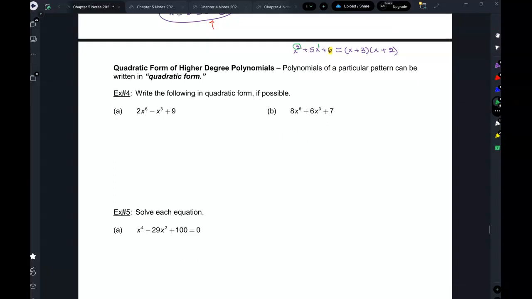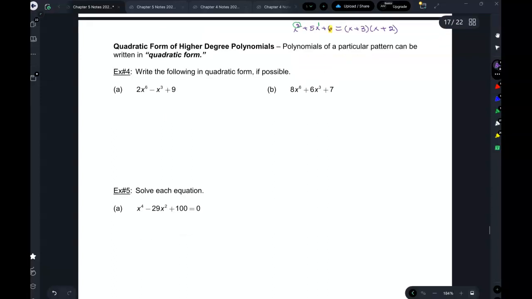Take a look here, and it says to write the following in quadratic form if possible. So for example, look at what I have here. I have a constant, I have an exponent, then I have twice the exponent. I can totally write it in quadratic form. What does that mean to write in quadratic form? It's 2x cubed squared minus x cubed plus 9.